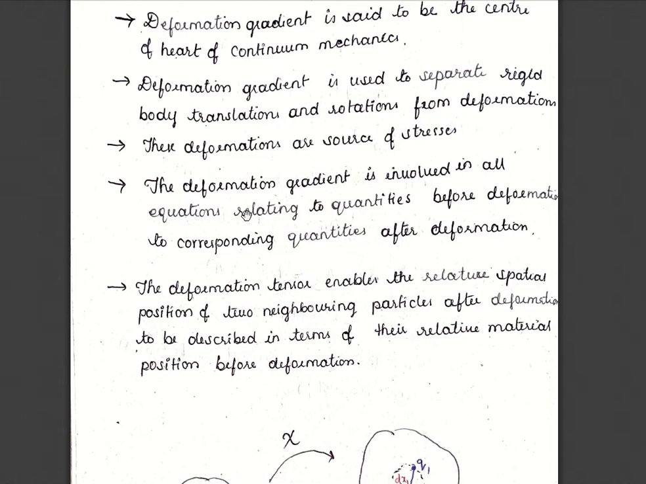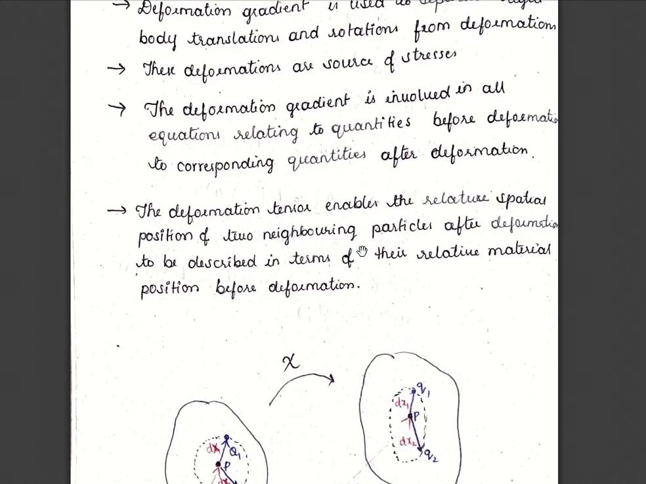These deformations are the source of stresses. When the body gets deformed, when the body is strained, internal stresses are developed against that strain, which are known as stresses. The deformation gradient is involved in all equations relating the quantities before deformation to the corresponding quantities after deformation. So how the same quantities change after deformation will be mapped with the help of this deformation gradient.